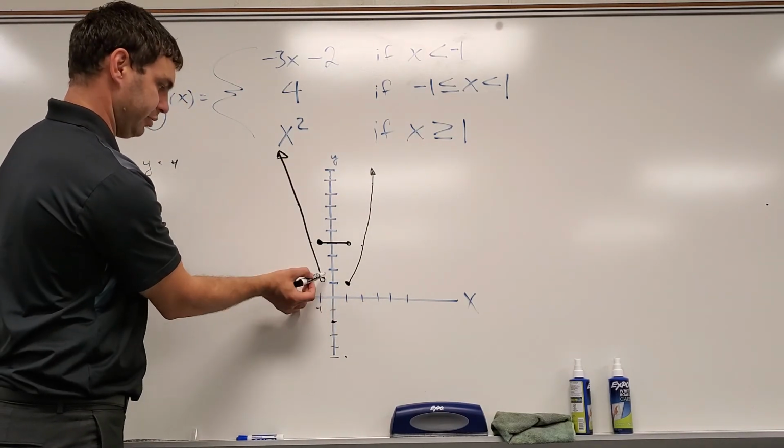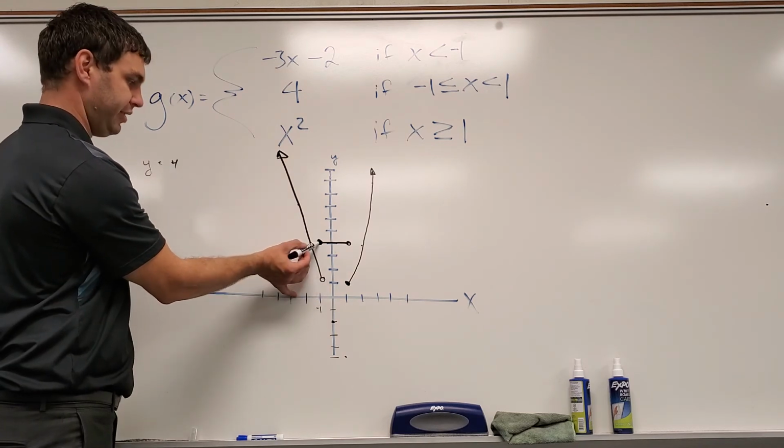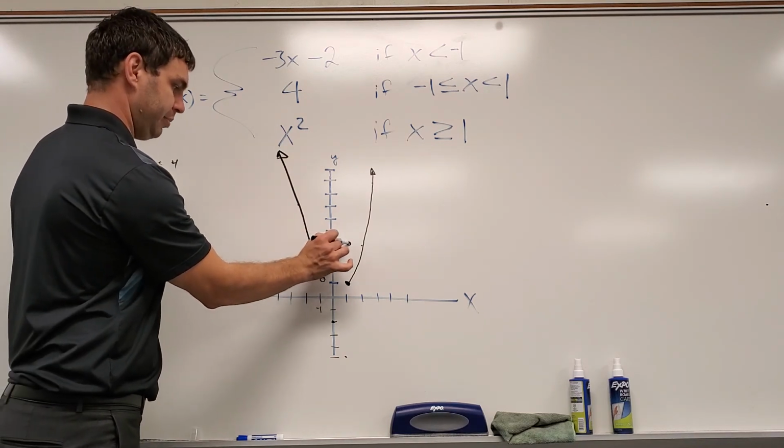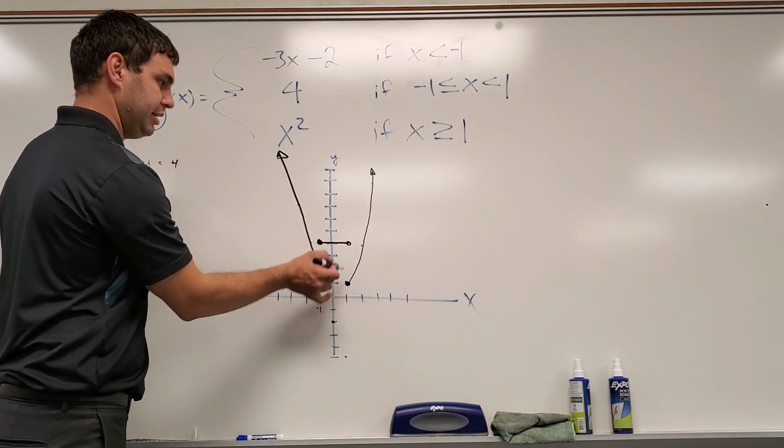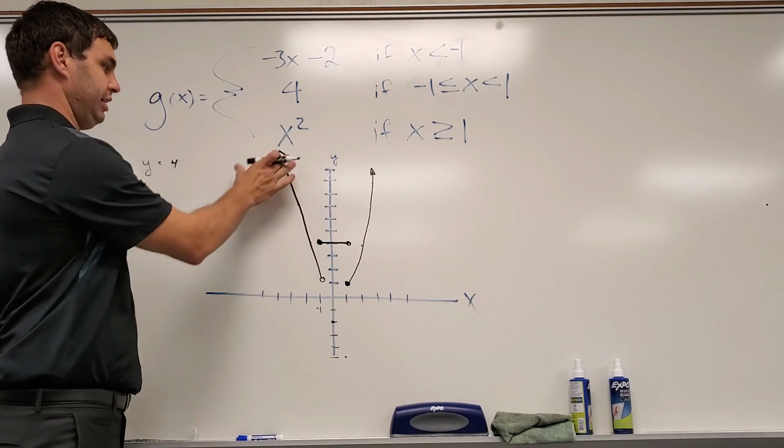Notice here at negative 1, it looks like it's going to be empty, but it fills it up here. It goes all the way until positive 1, which fills it down here. This is a solid dot, and then that continues all the way to infinity in both directions.